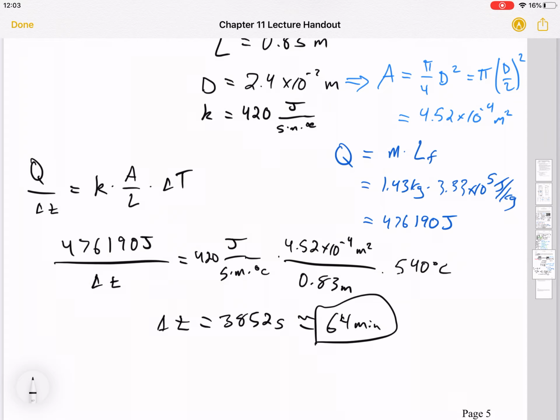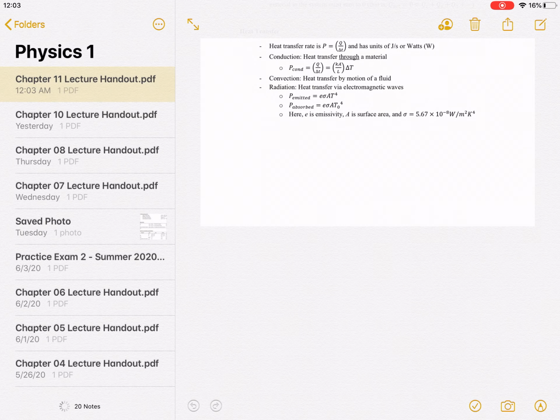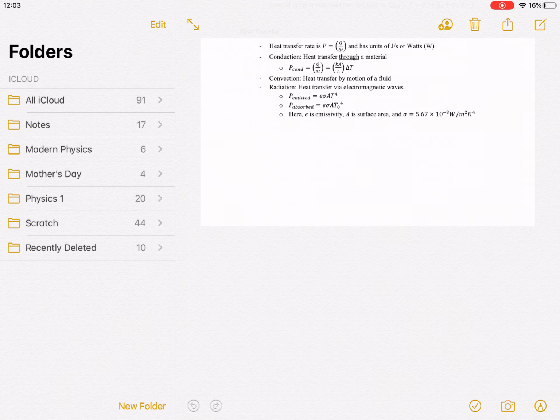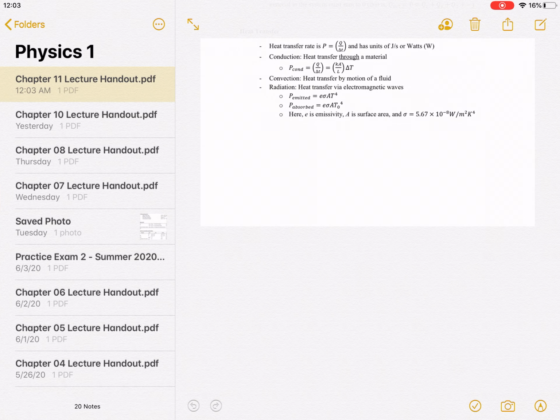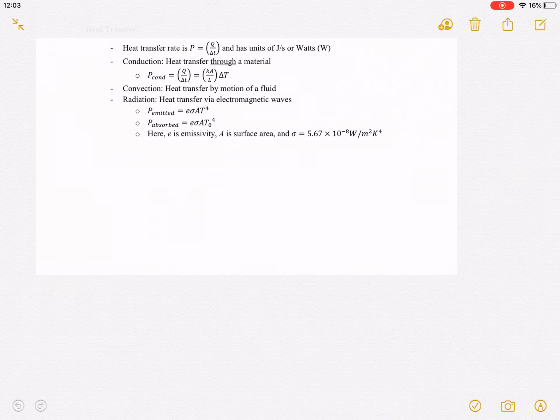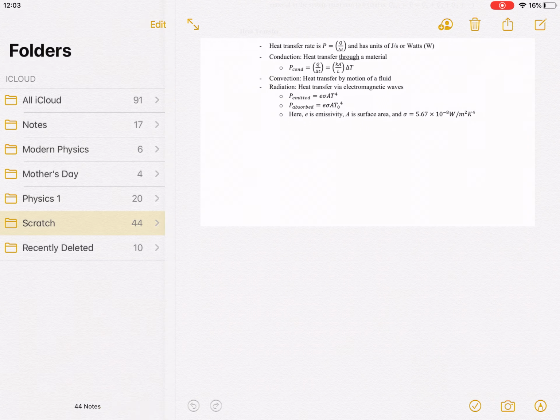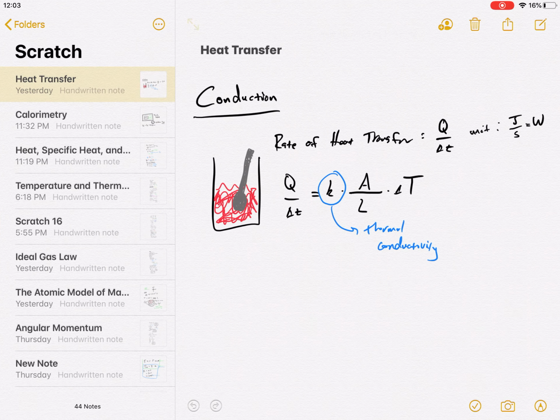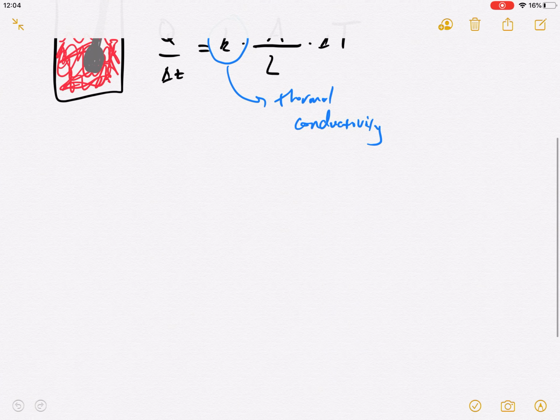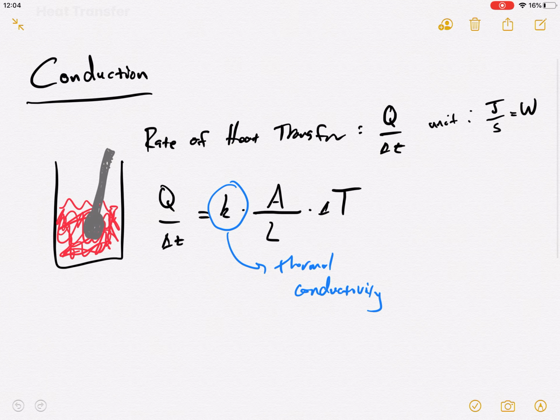Okay, so let's ask another question, because this was only one mechanism for heat transfer. The second mechanism for heat transfer I want to talk about is, what if instead of going through a material, you transfer heat by actually moving the hot material?